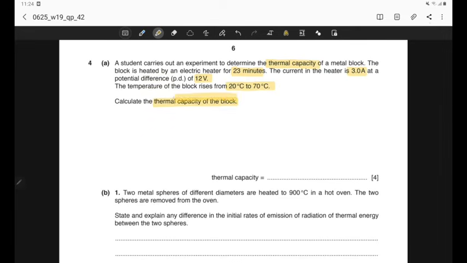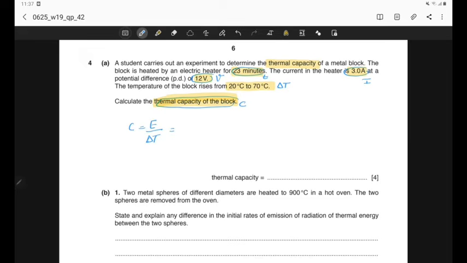So here we need to calculate thermal capacity C. Let's see which values we have. We have time, current I, voltage, potential difference V, and delta T, the temperature change. So the equation of specific heat capacity C is equal to E over delta T, energy over change in temperature. We have delta T but we don't have E, but we can use the equation of E.